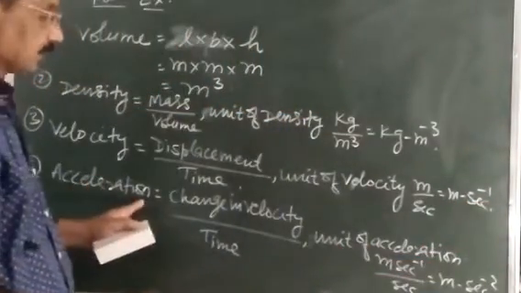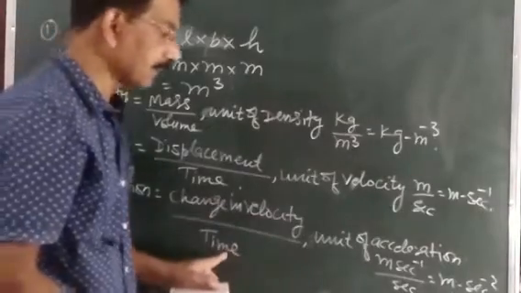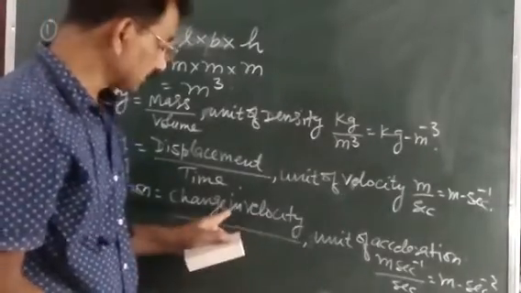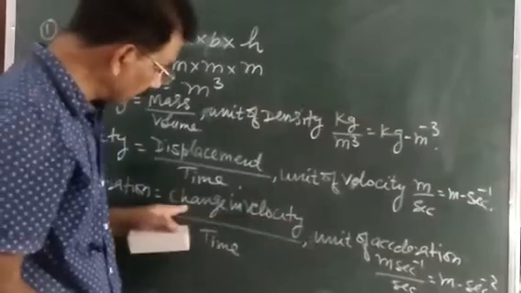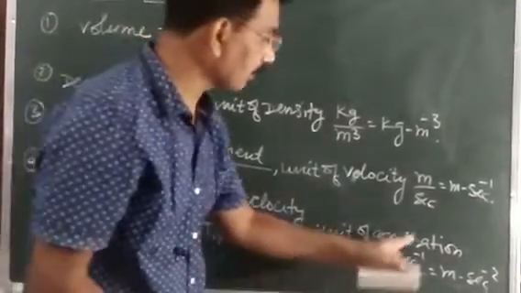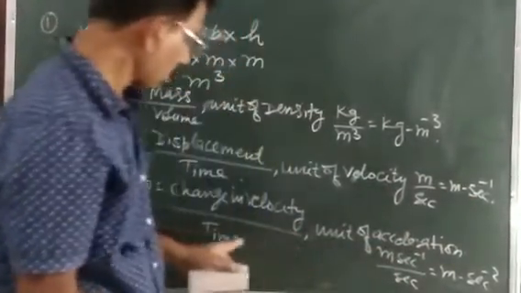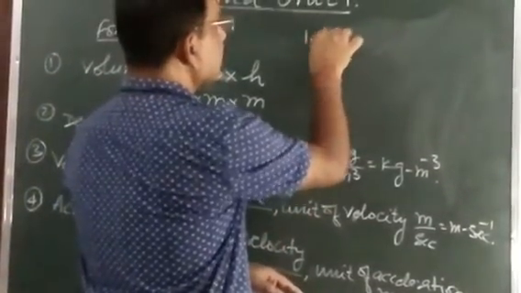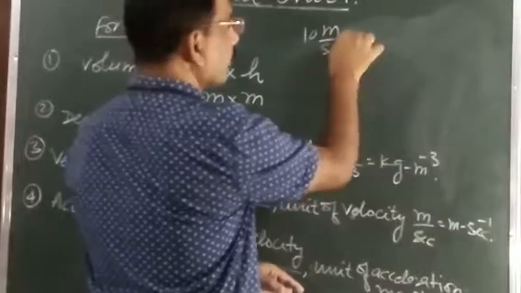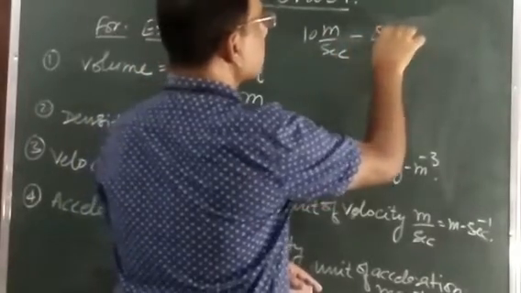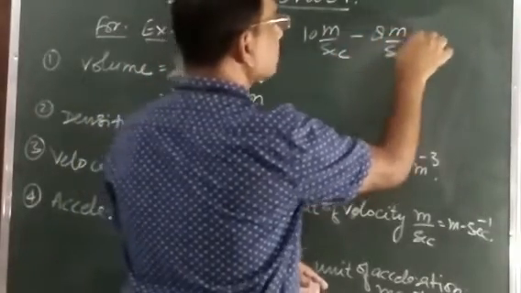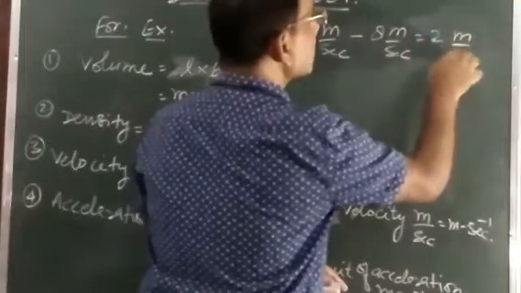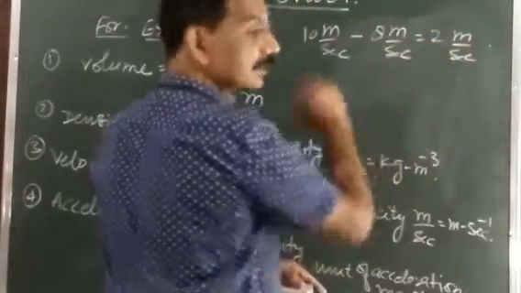Similarly, acceleration is change in velocity upon time. And the unit of change in velocity is also meter per second. Now how? जैसे हम कहें 10 meter per second minus 8 meter per second. So you will get here 2 meter per second. This will be the change.